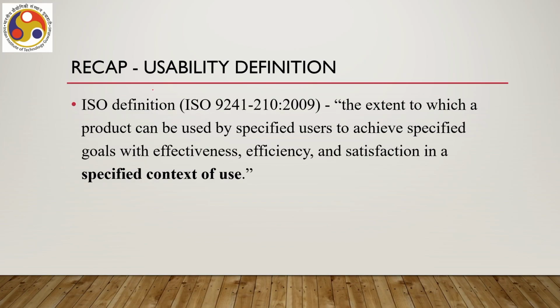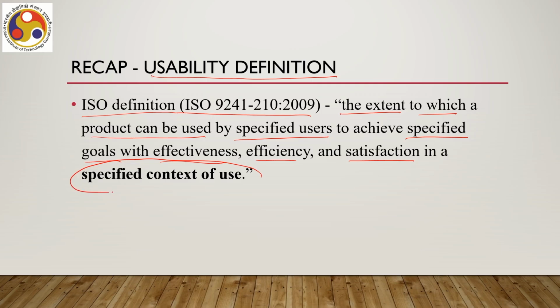Now, in this context, let us quickly recap the usability definition which we have encountered earlier. The ISO definition of usability is the extent to which a product can be used by specified users to achieve specified goals with effectiveness, efficiency and satisfaction in a specified context of use.